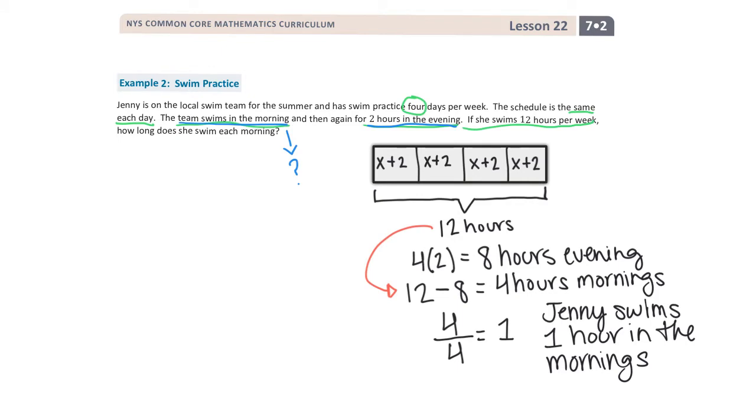To check our work, I can substitute 1 in for x. So I have 1 plus 2, 1 plus 2, 1 plus 2, and 1 plus 2. Well, when we have 1 plus 2, we know that's going to give us a value of 3. So every box in here is going to represent 3. If I have 4 boxes times the value of each box, which is 3, it is going to give me a total of 12 hours. All right, let's go ahead and move on to the next page.